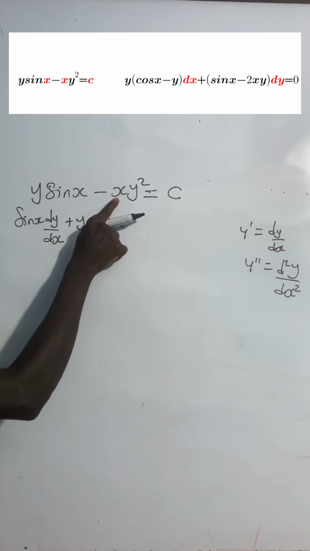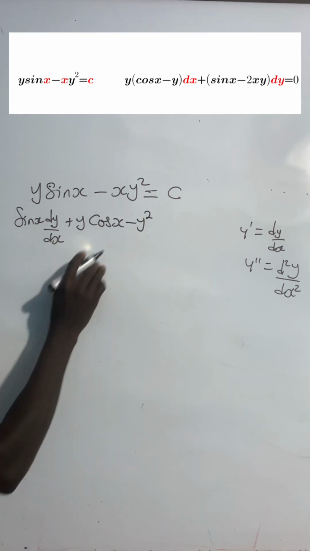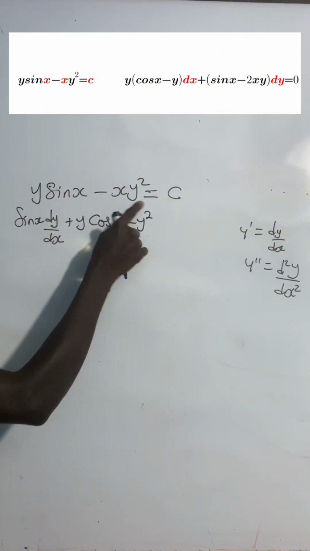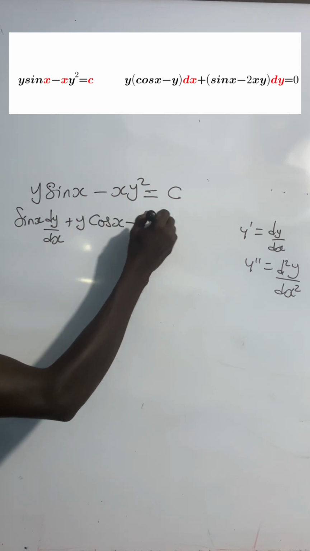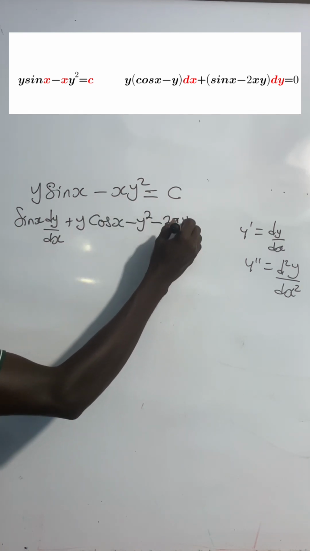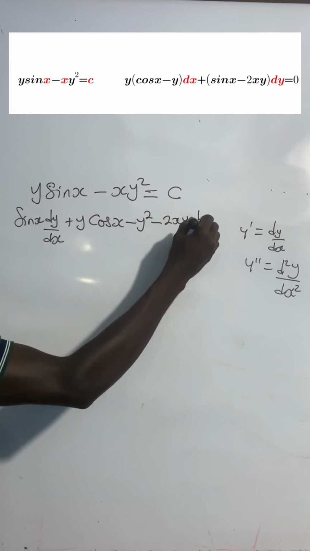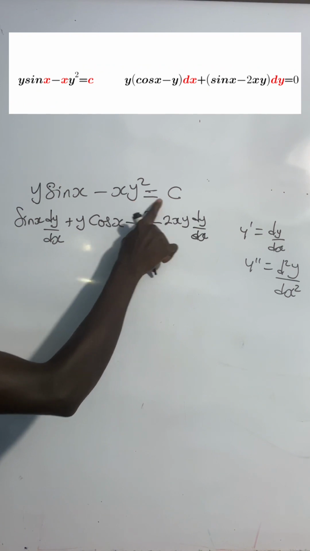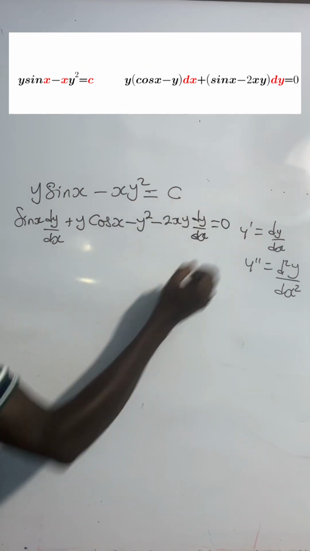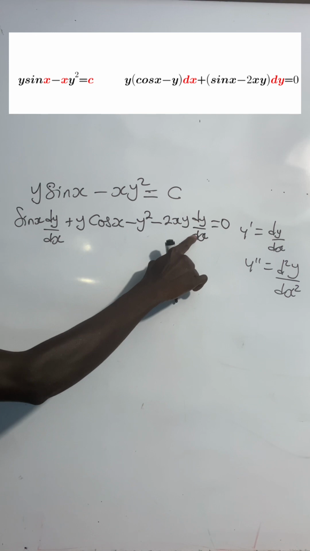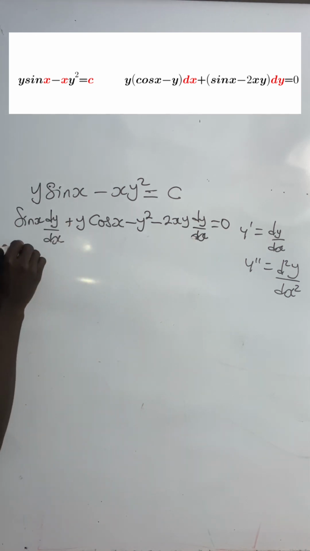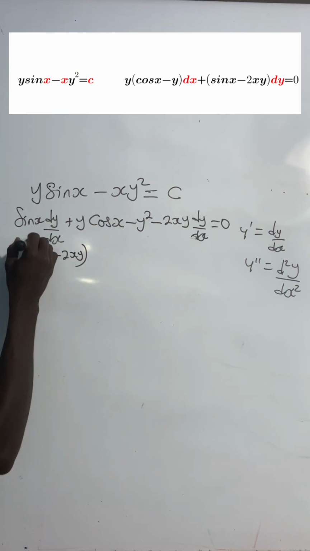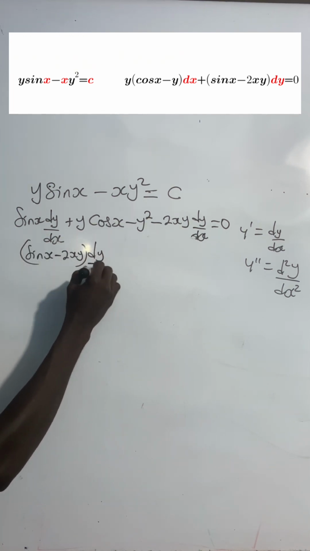For x times y squared, let's use the product rule. If we differentiate x, we get 1 times y squared gives y squared. If we differentiate y squared with respect to x, we get 2y times dy/dx. Then we multiply it by the x to get negative 2xy dy/dx. That is very simple as that. Now c is a constant. If we differentiate, we get 0. So we have dy/dx here and we have dy/dx here, so we are going to factorize it out to get (sin x − 2xy) times dy/dx.